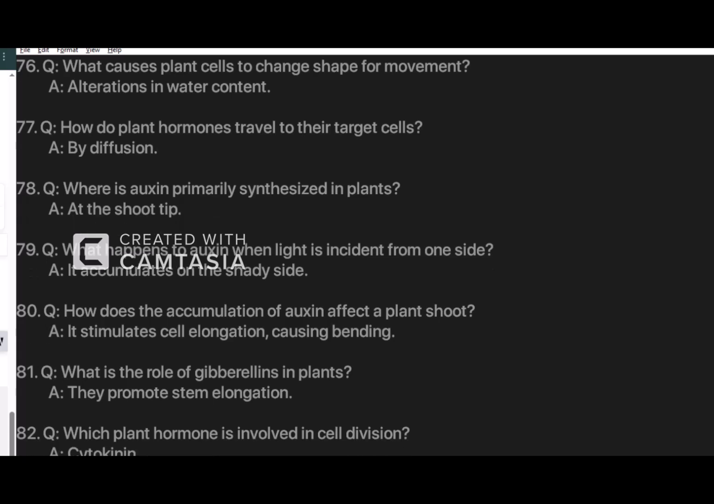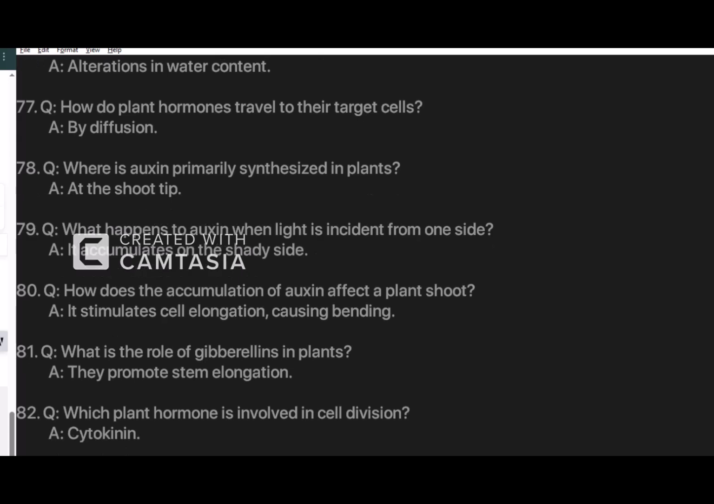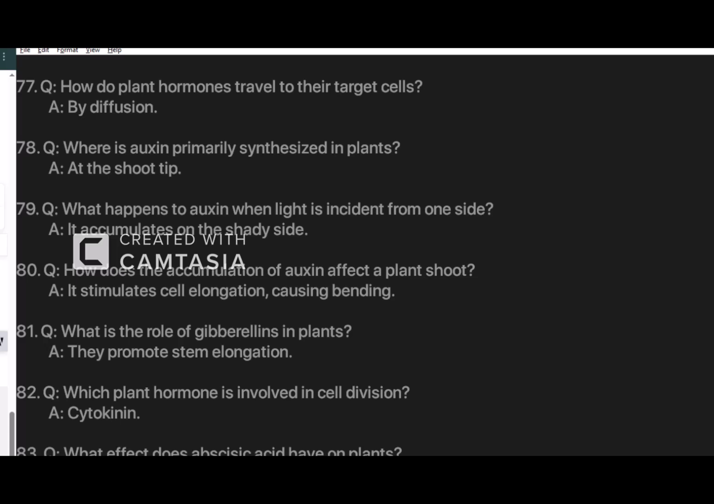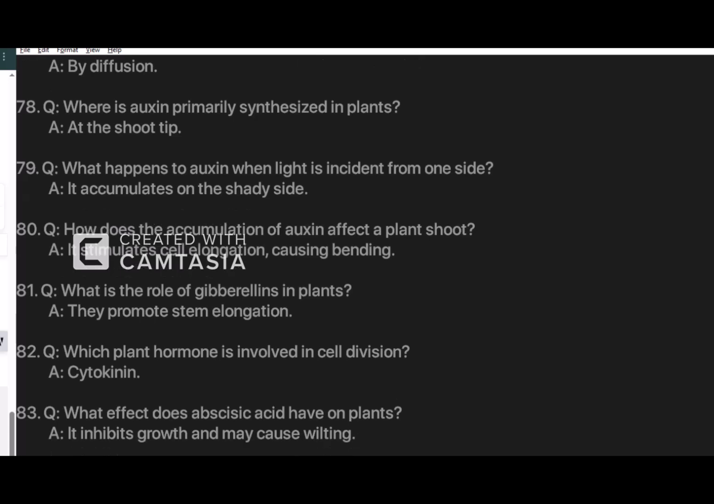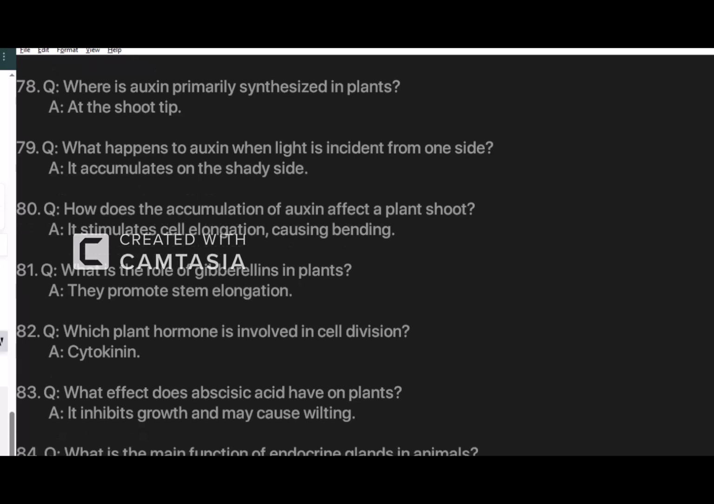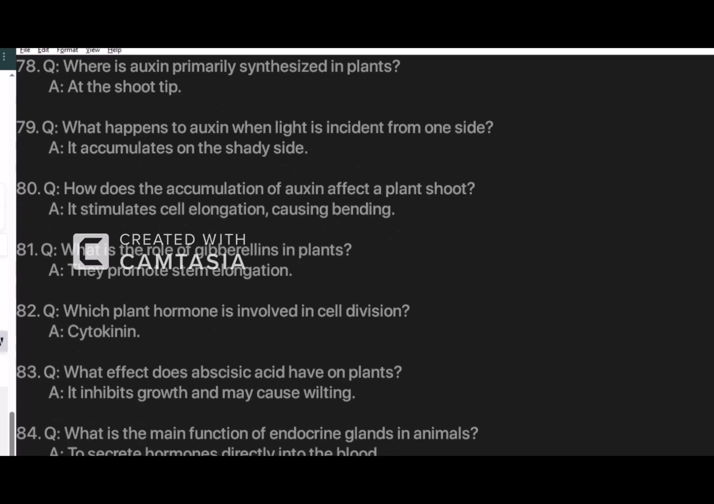82. Q. Which plant hormone is involved in cell division? A. Cytokinin. 83. Q. What effect does abscisic acid have on plants? A. It inhibits growth and may cause wilting.